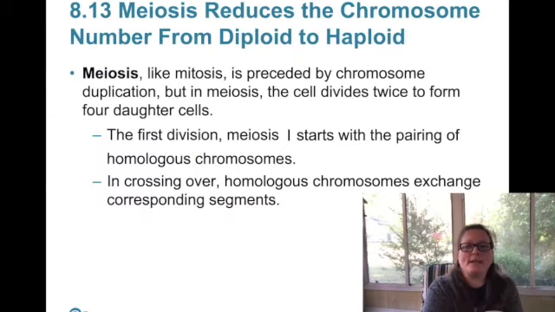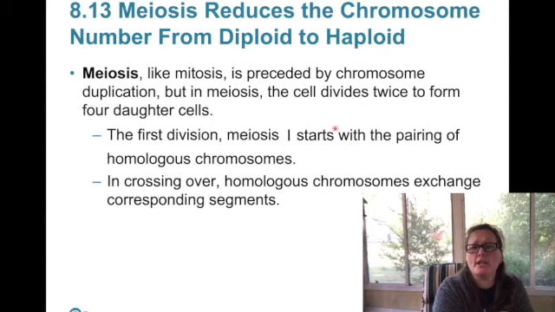So meiosis, like mitosis, is done by chromosome duplication, but in meiosis, the cell divides twice to form four daughter cells. So mitosis, you have the main cell that ends in two identical daughter cells. In meiosis, you have the one cell that ends in four daughter cells. Notice I did not say identical, because they are not identical. Mitosis, one to two identical. Meiosis, one to four. There you go.